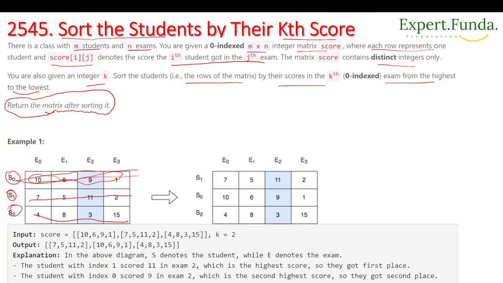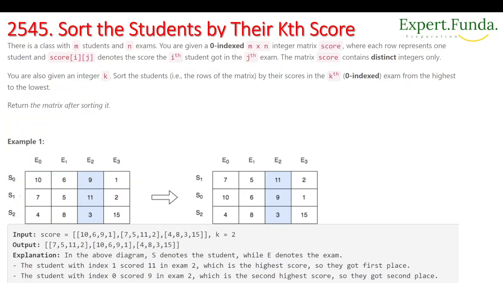Let me clean this so you'll understand. Each row that we are talking about, this one, this one, this one, these are the students. For each student, score[i][j] denotes the score the ith student got in the exam. So these are the exams, and in exam E1 he got this result. Like that he has got.